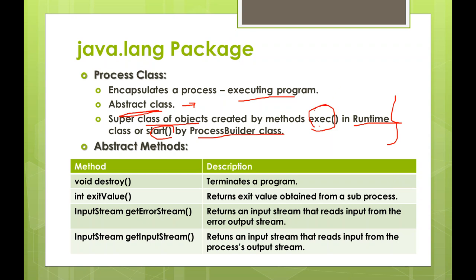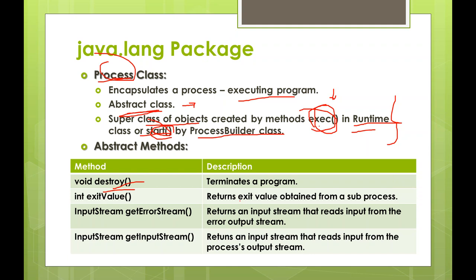So the exec method from Runtime will return a Process object which you can capture in this object. The start method also will return an object which is of type Process. Okay, so these are all abstract methods which are defined by this particular Process class. So you can use these methods on whatever objects are returned by the exec and the start methods.